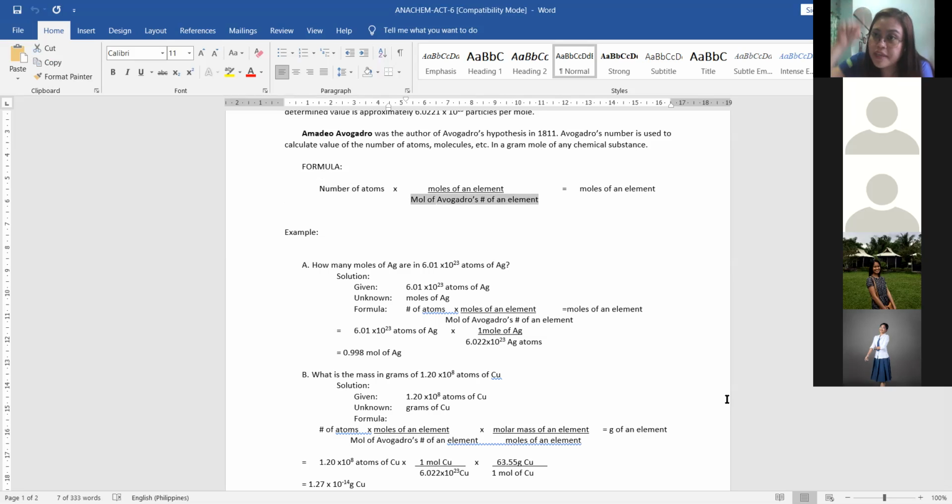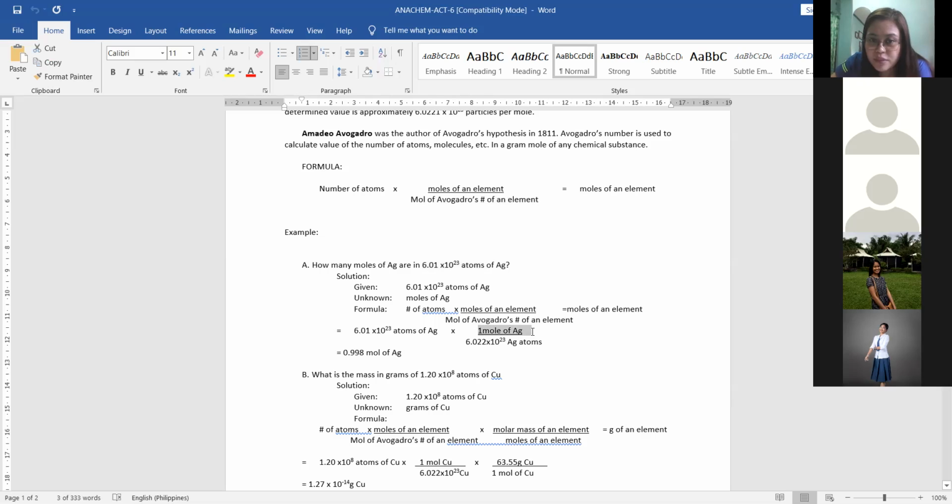Always remember to put it in the denominator to cancel. Since this is atoms, the atoms should be in the denominator and the mole in the numerator, so that the mole is left as your unit. Like this one, the given here is 6.01 times 10 raised to the power of 23 atoms of silver, and then you just multiply.